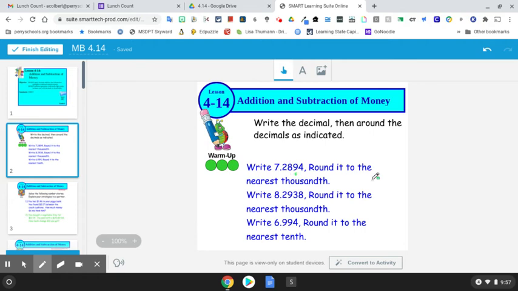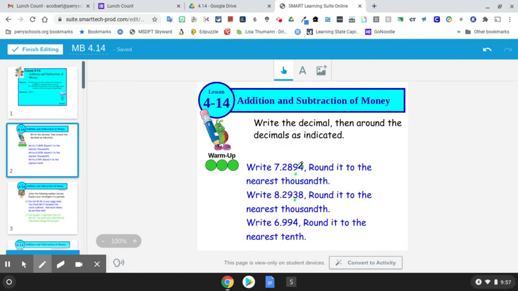The next one, write 8.2938, and round it to the nearest thousandth. So again, I'm going to put that dot underneath a thousandths place. And the 8 is going to tell us what to do. And the 8 is going to tell the 3 to round up. We've got 8 and 294 thousandths. Now I want to go back to this first one because I did make an error.